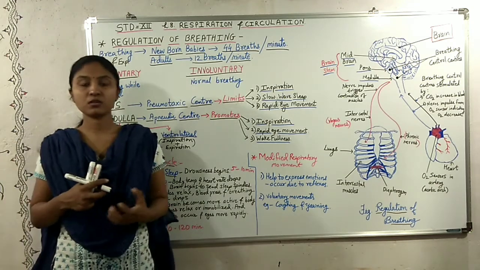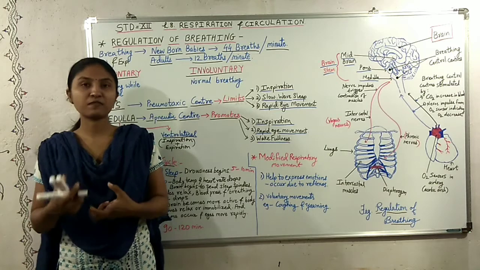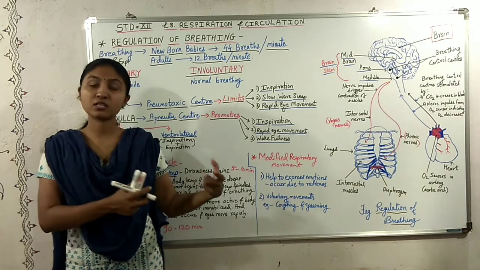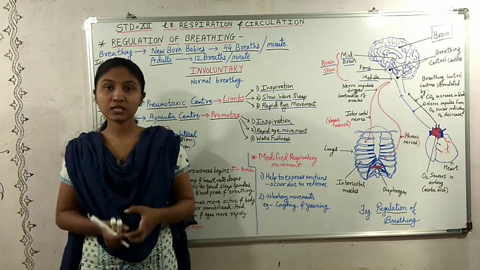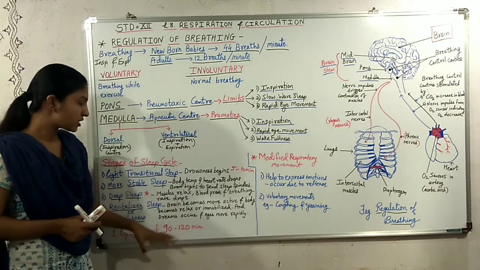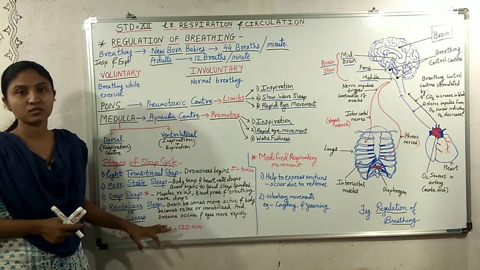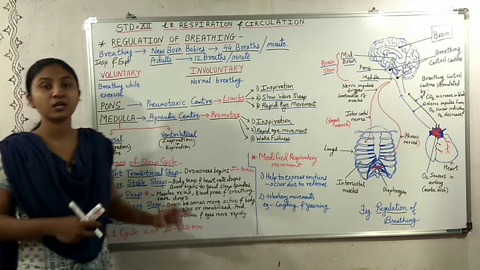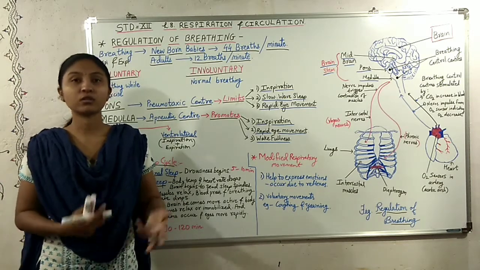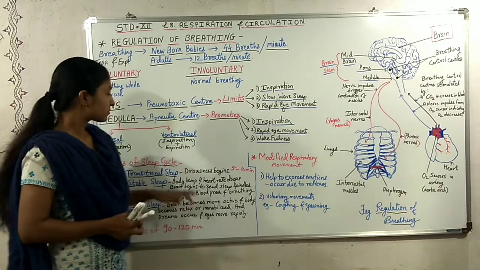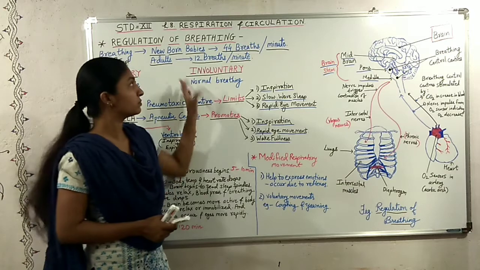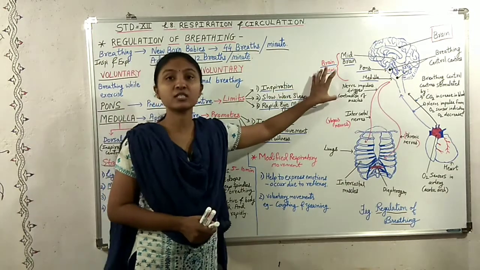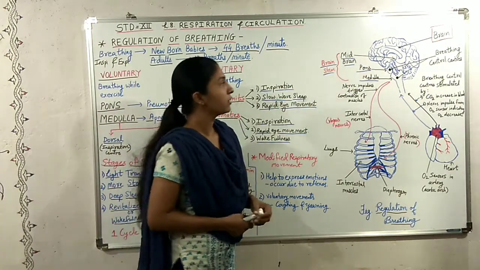Now if you sleep for 6 hours, in those 6 hours, all these four stages of sleep, or this cycle of sleep, normally occurs 2 or 3 times. Now let us see how the regulation of breathing is done by the brain.